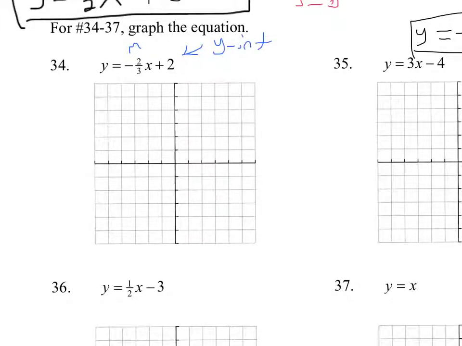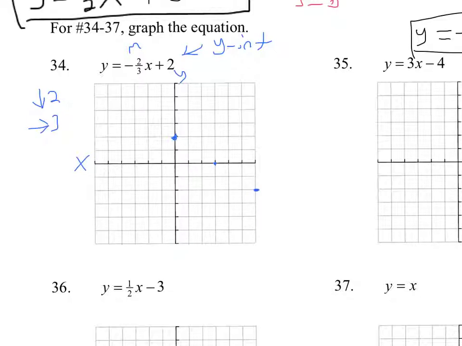So I would start at 2 on the y-axis. We've got the y-axis and the x-axis. So start right here at 2. And then this slope of negative 2/3 tells me that I'm going to go down 2 and over 3. So from there I'll go down 2 over 3 and make another little dot there. Why don't you go ahead and do that again, down 2 over 3, and make a dot right there.